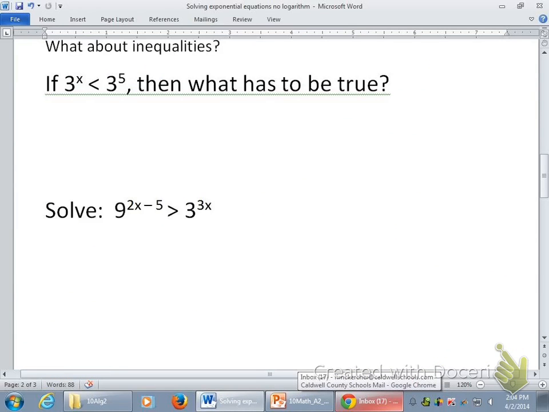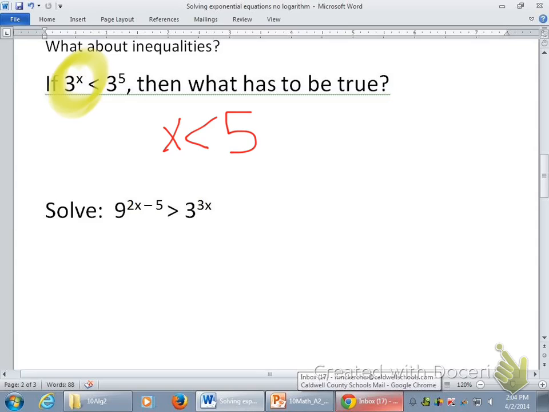All right? What about inequalities? Okay? Think about this inequality statement for a second. If 3 to the x is less than 3 to the 5th, what on earth has to be true? That x right there, for anything lower than 5. All right. X has to be something lower than 5, right? Less than 5. So really, doesn't this look exactly the same as an equation? So don't you do it exactly the same?